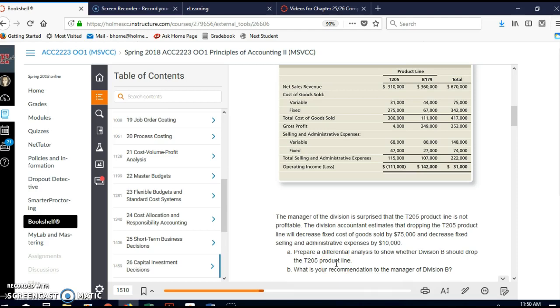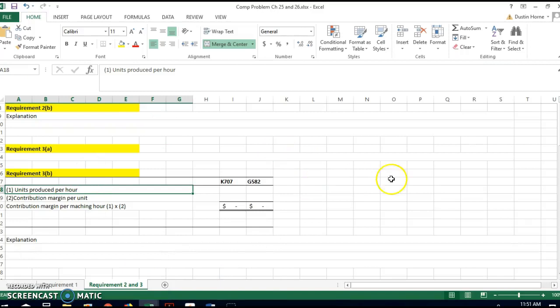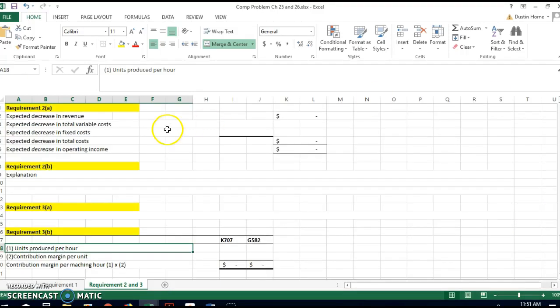Prepare a differential analysis to show whether Division B should drop the T205 line. So we're going to look at that requirement. This is the T205 product, and this is the revenue from it. If you look in your textbook on page 1420, it will show you how to perform a differential analysis. So let's look. I've already set this up for you in Excel. Let's look at requirement 2A.